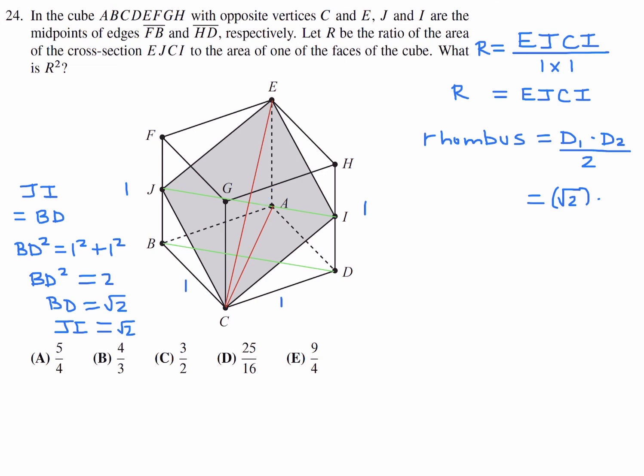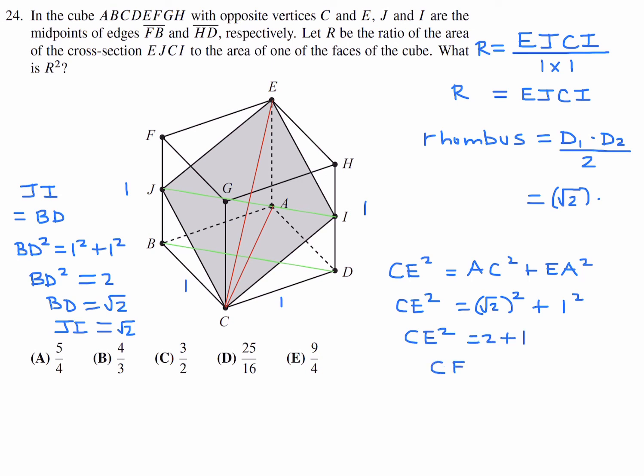Okay, well, that is CE. So CE squared is AC squared plus EA squared. AC is a diagonal, so it's going to be root 2, just like BD, the diagonal of that flat square base. So root 2 squared, and then EA is just a side, so that's going to be 1. So CE squared is 2 plus 1, therefore CE is root 3. Okay, that was our second diagonal. So D2 is just root 3.